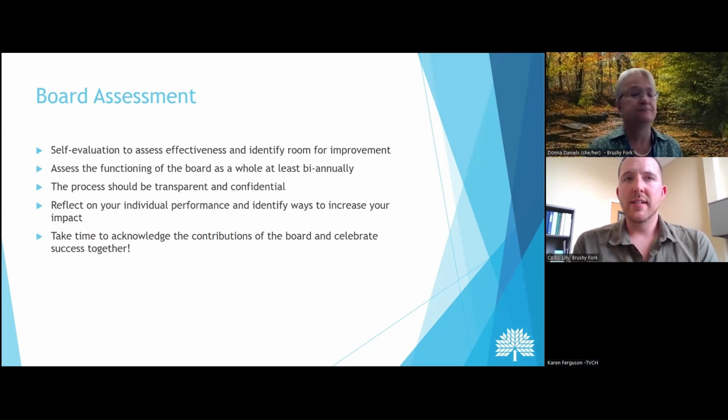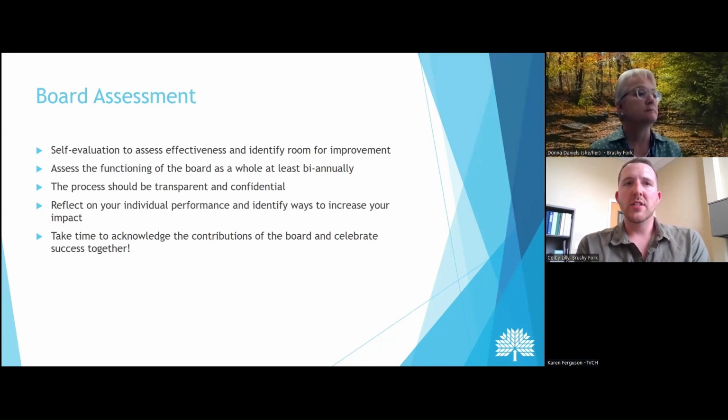Your board should have a system for analyzing effectiveness and establishing accountability. A vital responsibility of the board is its own self-assessment. And I stated this earlier, you should have at least a biannual opportunity to provide feedback, identify areas for improvement, consider additional supports, and hold each other accountable.